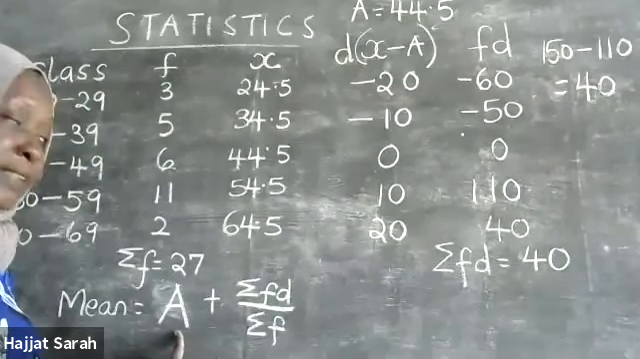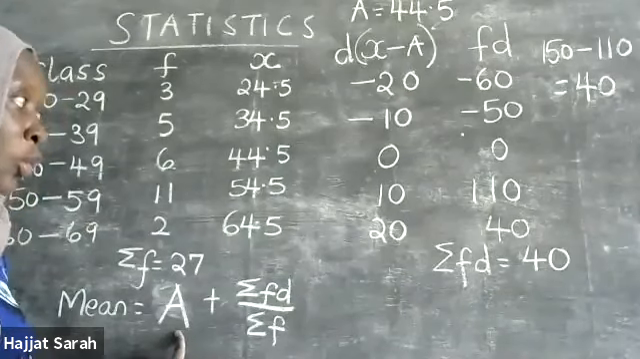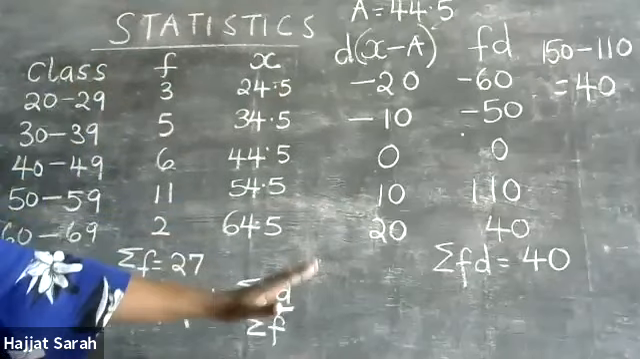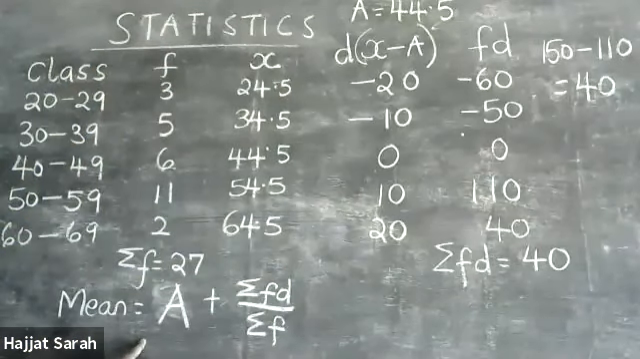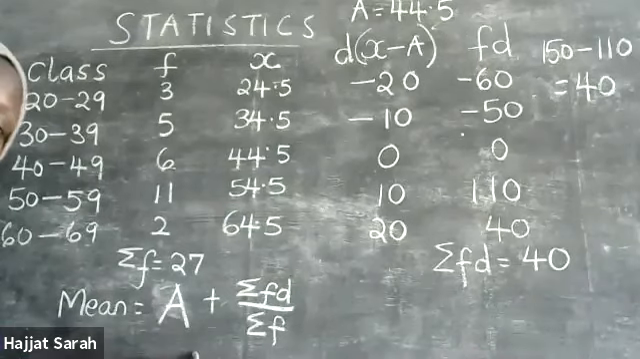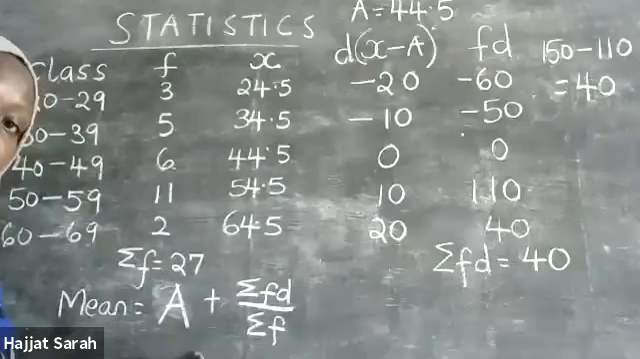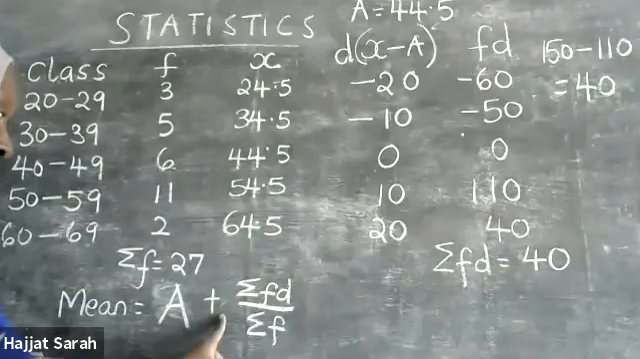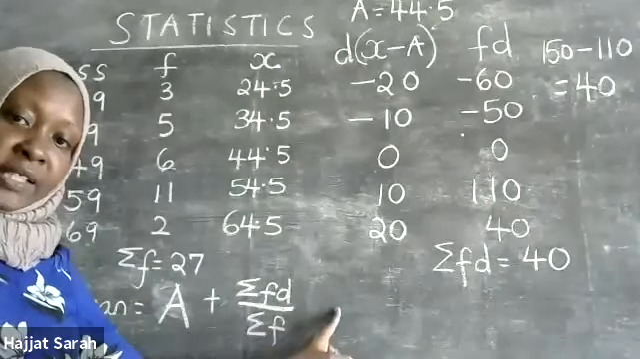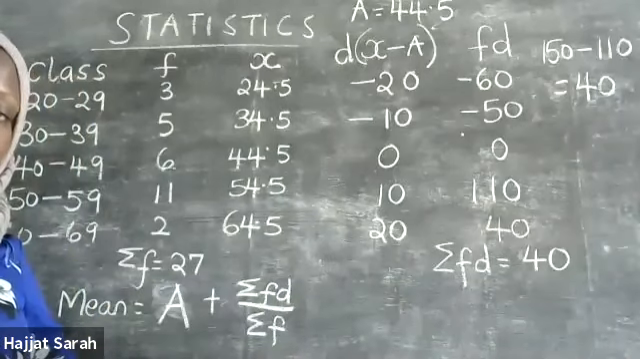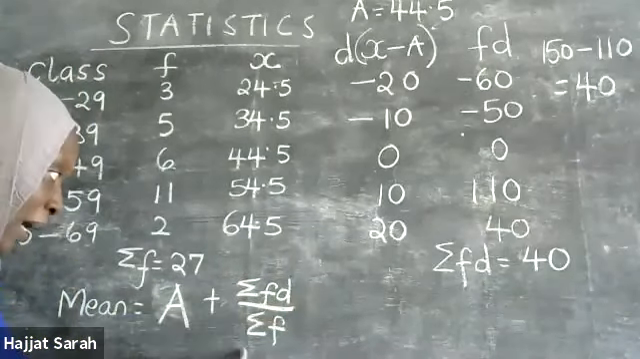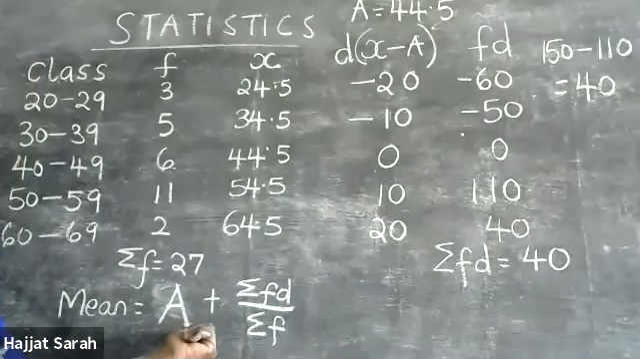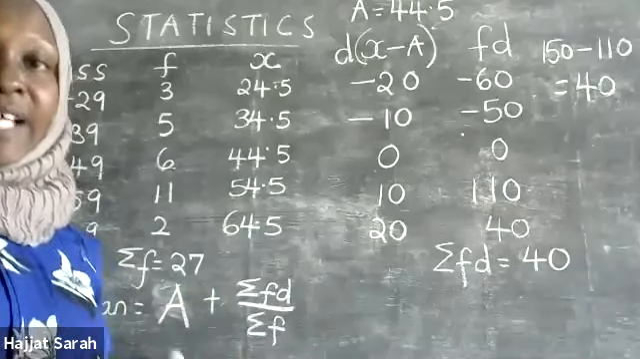Is that okay, guys? Yes, teacher. So write down the formula. After filling our table, like we've done, the mean will be your A, which is our working mean. Sometimes they call it an assumed mean. A plus the summation of FD over the summation of F. So first work out this part, summation of FD over summation of F, then add it to your A, and let us see if our answers are the same.